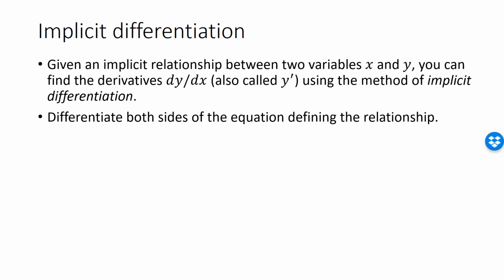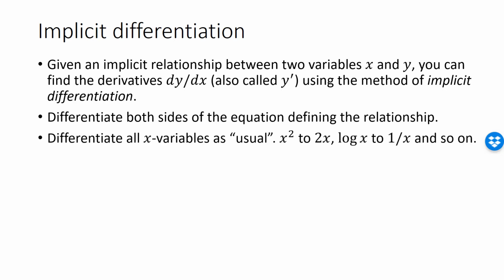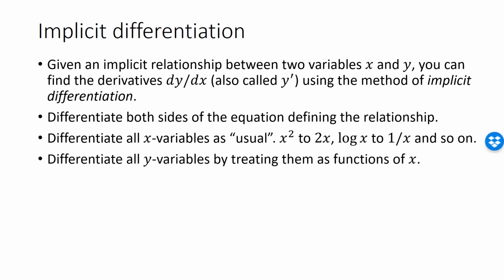There is, however, a catch to differentiating the equation. When we differentiate the equation, we must treat the x variable and the y variable differently. Whenever you see an x variable, you differentiate it the same way you would if you were to differentiate a function of x. For example, if the left-hand side of the equation is x squared, the derivative will be 2x. Differentiating log x will give you 1 over x, and so on, same as before. However, the y variable must be treated differently.